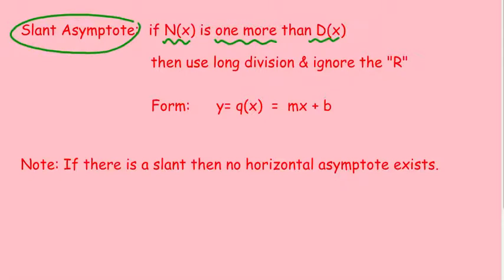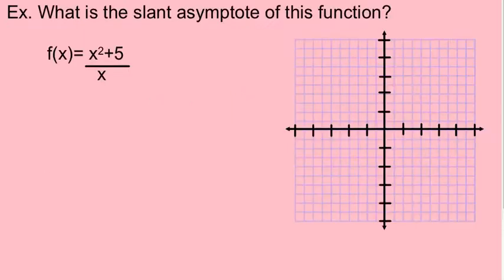How you find it is use long division and ignore the remainder. So it's going to be in the form y equals mx plus b. And remember, if there's a slant, then no horizontal asymptote will exist. So let's go out and find it.